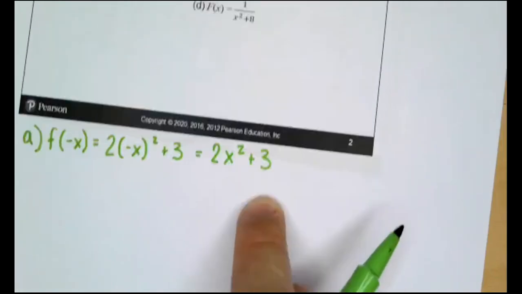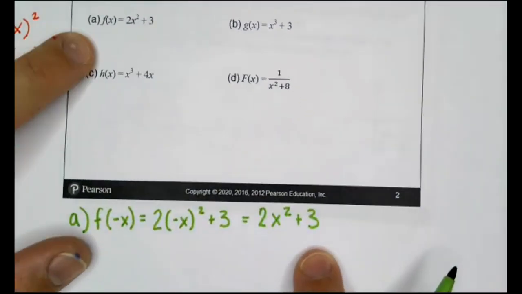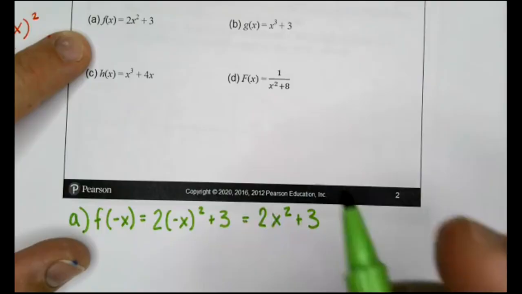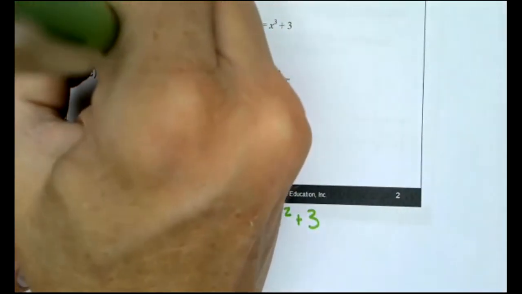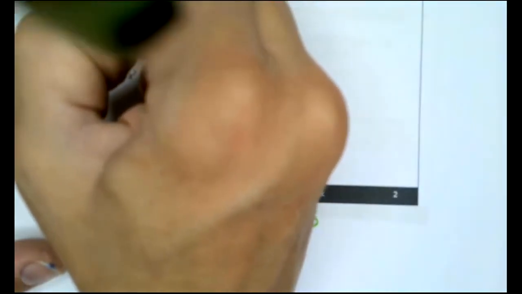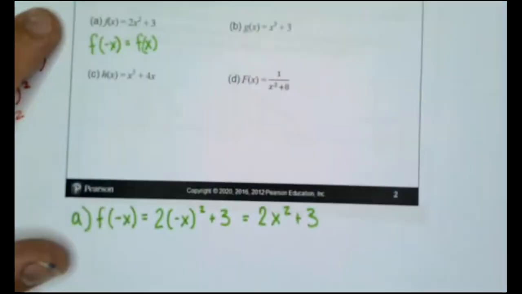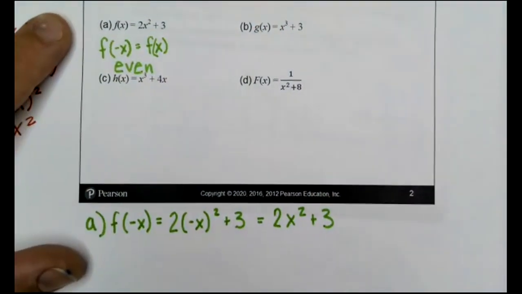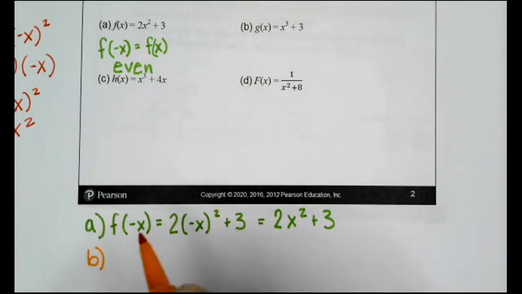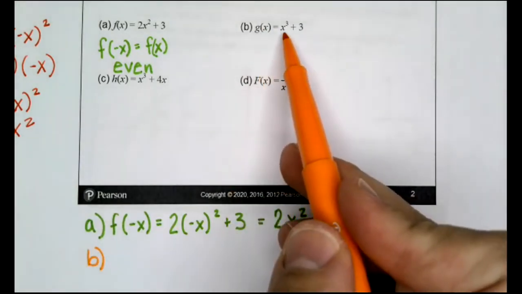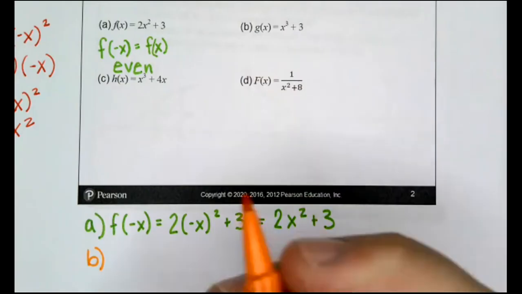And we see that that is the same as the original. So what we say is f of negative x is the same as f of x. So therefore it is even. All right. Let's do b. G of x, x to the third plus 3.